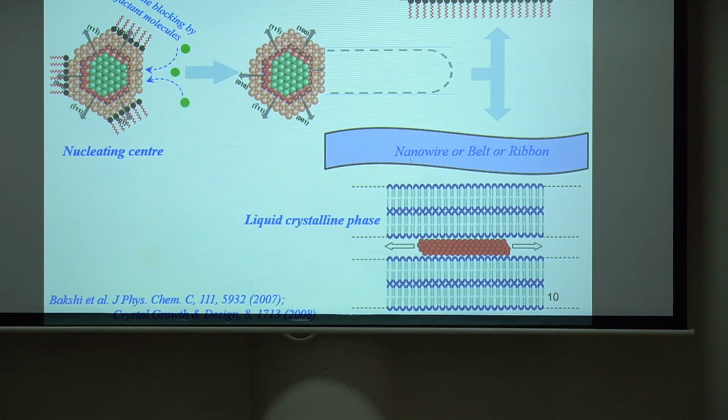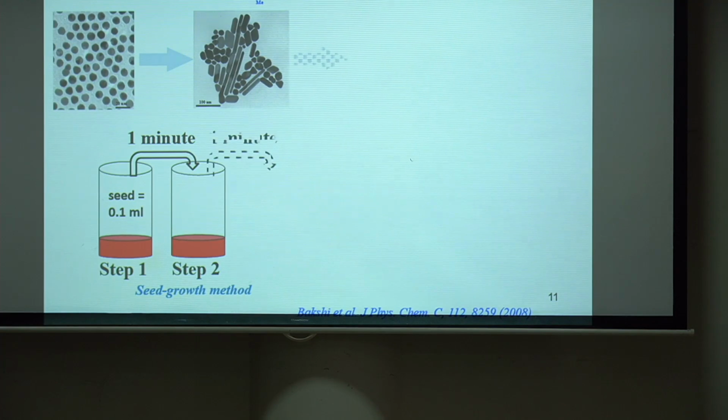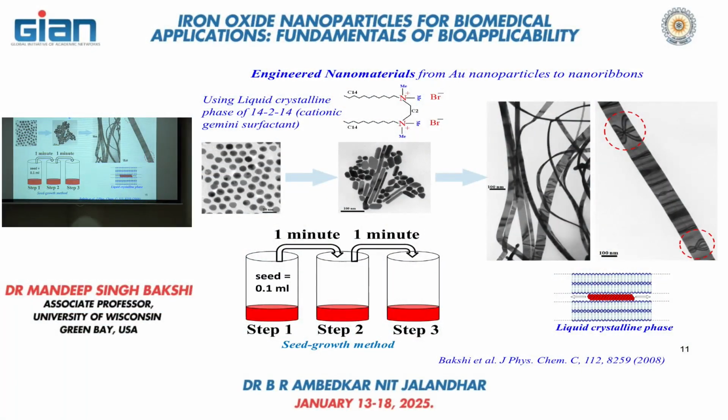What is the applicability for this? This I have already shown you, this slide as well. We usually perform the seed growth method in order to produce the ribbons. But the bottom line question is how to use them, because here we are talking about the applications.